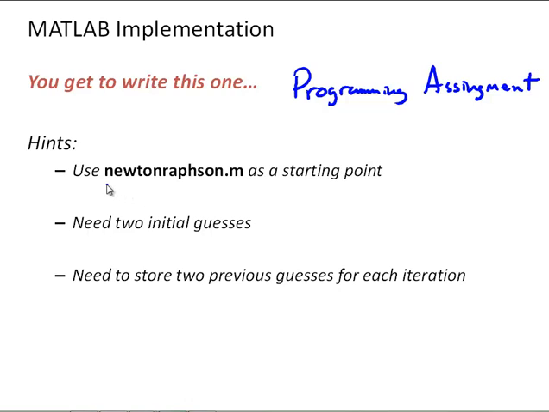First, since this is so similar to Newton-Raphson, use the Newton-Raphson M file as a starting point and just modify that M file so that it implements the secant method. And the two main modifications you're going to need to do is, instead of inputting the function and the analytical derivative of the function, you're going to need to input the function and two initial guesses. Also, during the iteration, you're going to need to always store two previous guesses for each iteration. Remember, I'm using the term guesses. These are the root estimates for each iteration. So I think you'll be able to do that as part of the programming assignment.